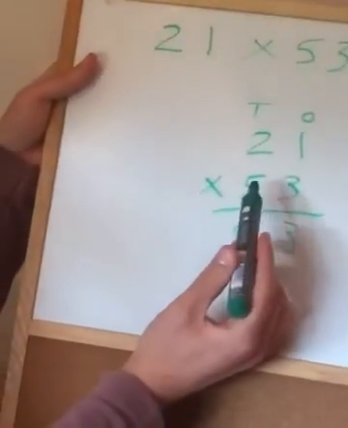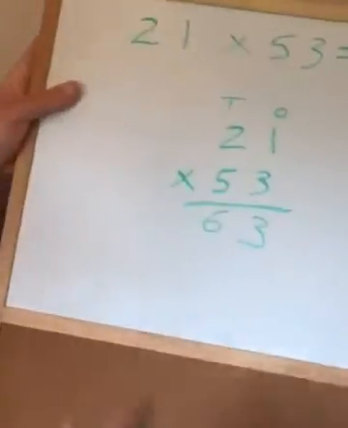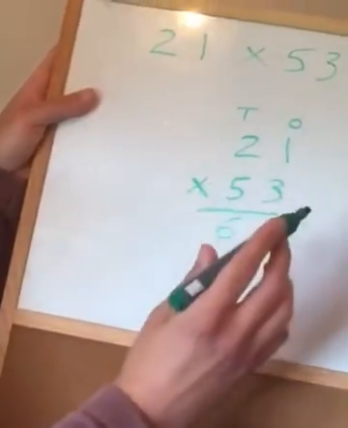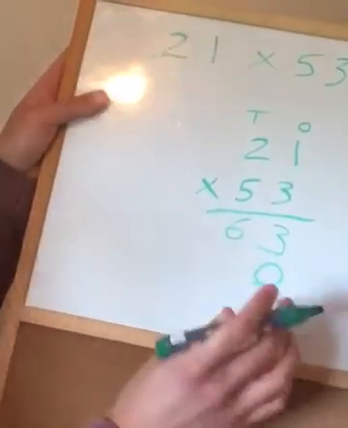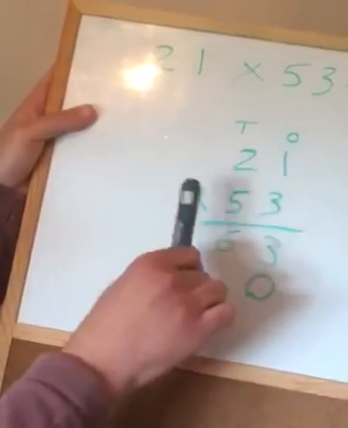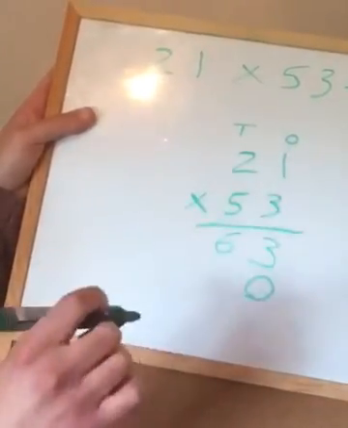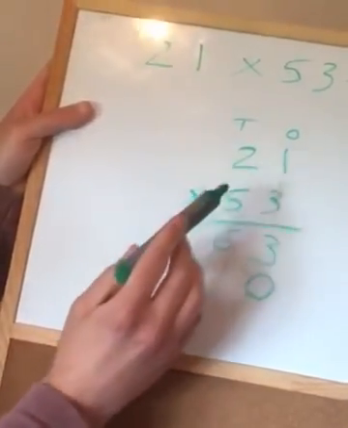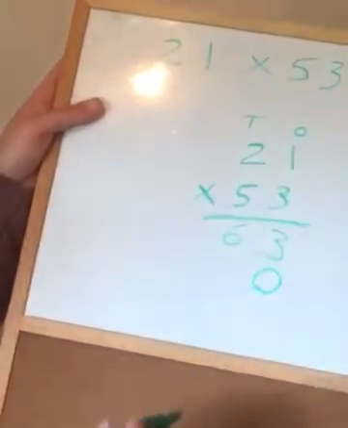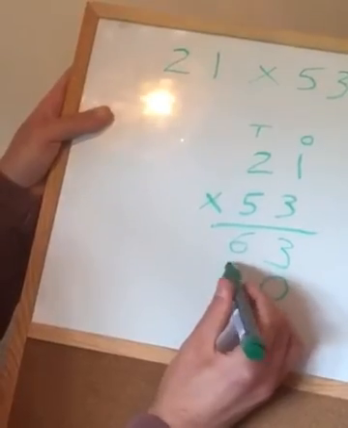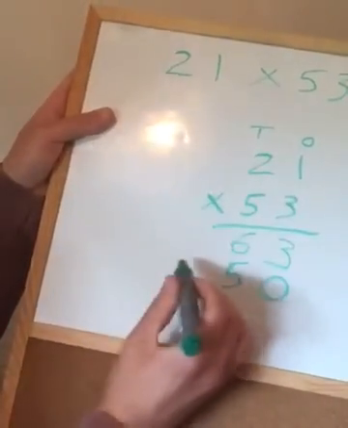Now I need to deal with the 50. So in order to show that I'm timesing by 50 and not 5, I need to put a 0 in the ones column. This acts as a placeholder, so that when I do 5 times 1 and 5 times 2, I'm actually showing 50 times 1 and 50 times 2. So 5 times 1 is 5, and 5 times 2 is 10.